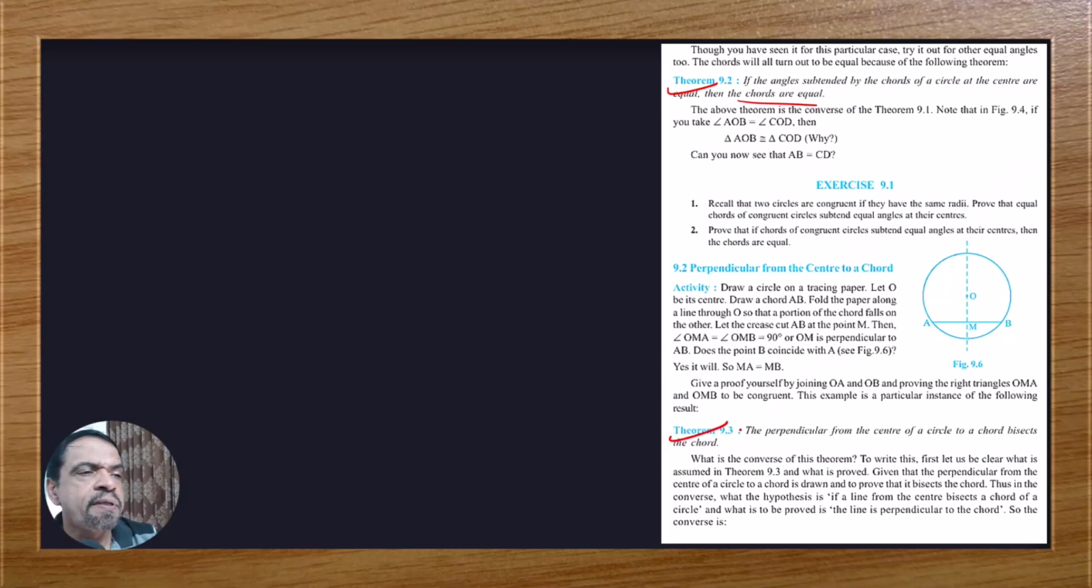Theorem 9.3 is also a very important theorem. See, this is a chord, and a perpendicular from the center. If the perpendicular is on the chord, then it will bisect the chord. Suppose this is PRQ. If it is perpendicular, then it bisects the chord, meaning PR equals RQ.